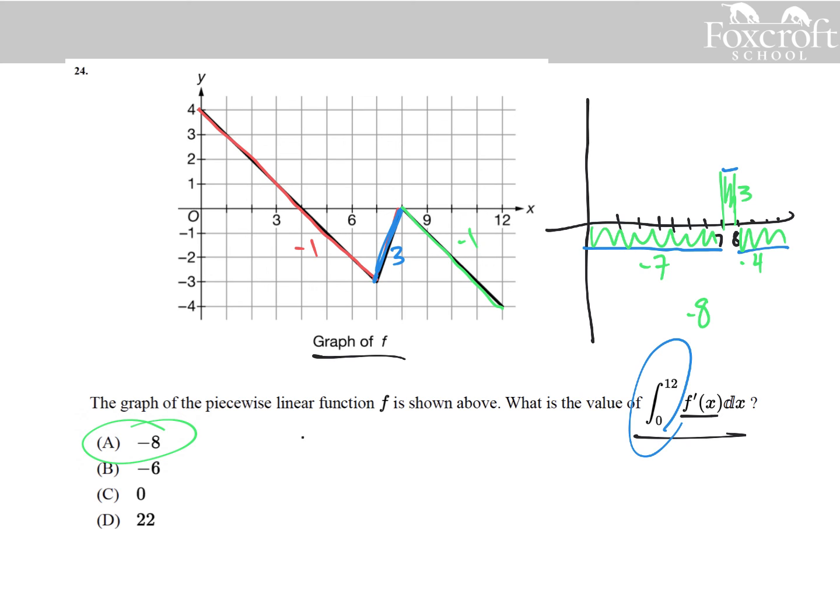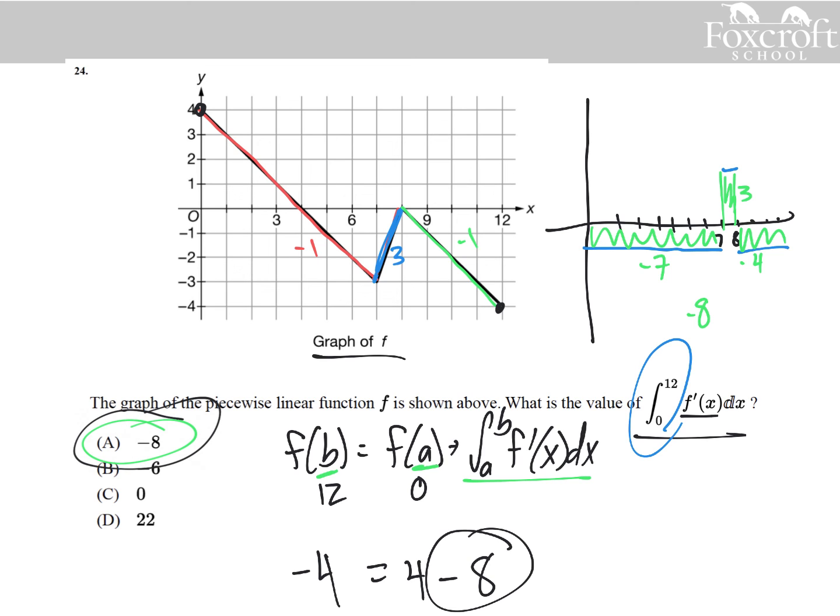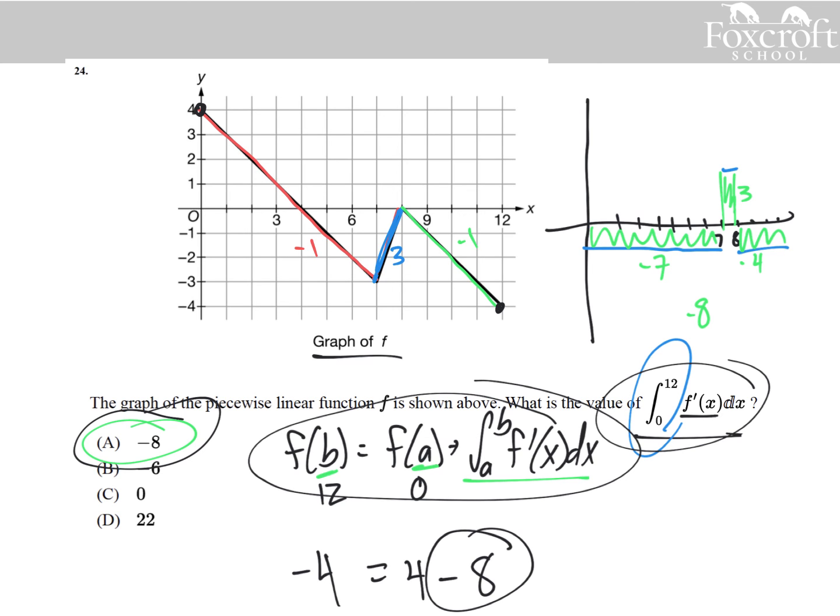The other way is remembering this accumulation of change formula that we've used a few times. To get from the value at a to the value at b, you add this integral of the derivative. For our problem, a is 0 and b is 12. To get from the function value at 0, which is 4, to the final value of -4, how do I get from 4 to -4? I have to subtract 8. So since I'm subtracting 8, that's another way of knowing that's the answer. A little bit less work that way, but you have to know that accumulation of change formula and how that's related to your original function f.